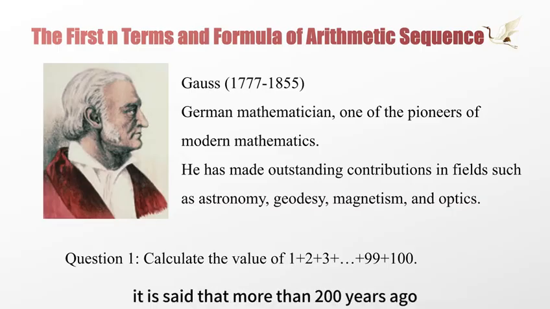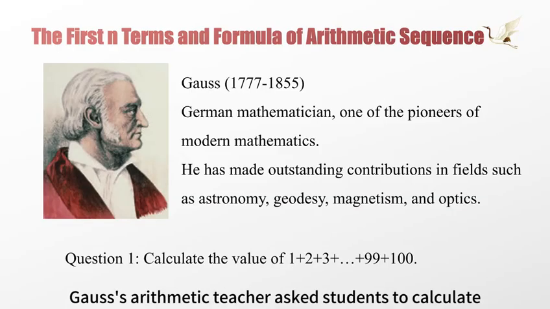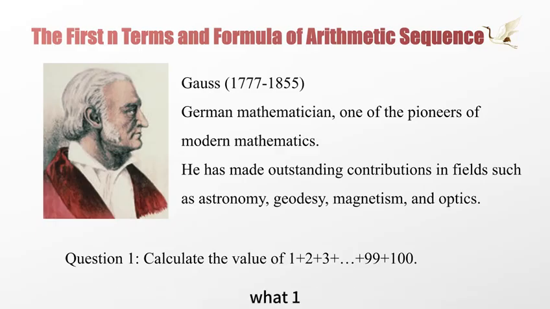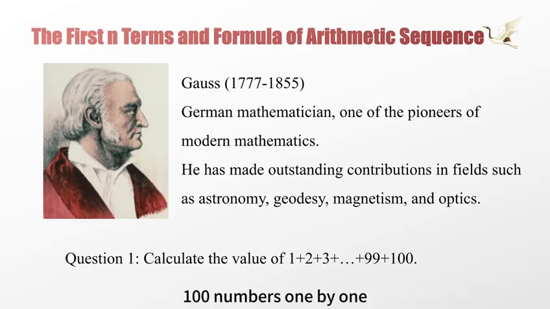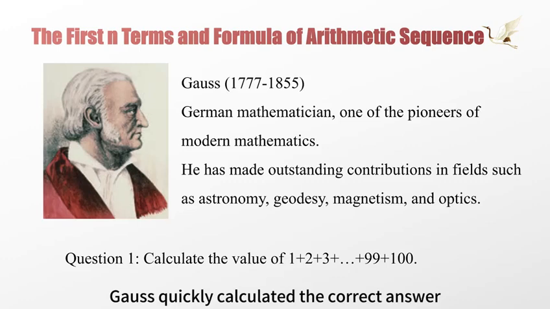It is said that more than 200 years ago, Gauss's arithmetic teacher asked students to calculate what 1 plus 2 plus 3 equals, until it reaches 100. While other classmates were still busy adding up these 100 numbers one by one, 10-year-old Gauss quickly calculated the correct answer. Do you know what clever method Gauss used?